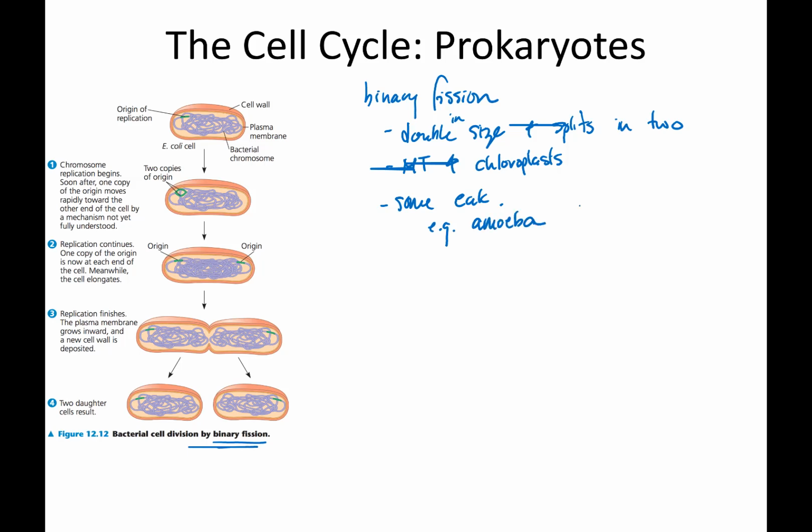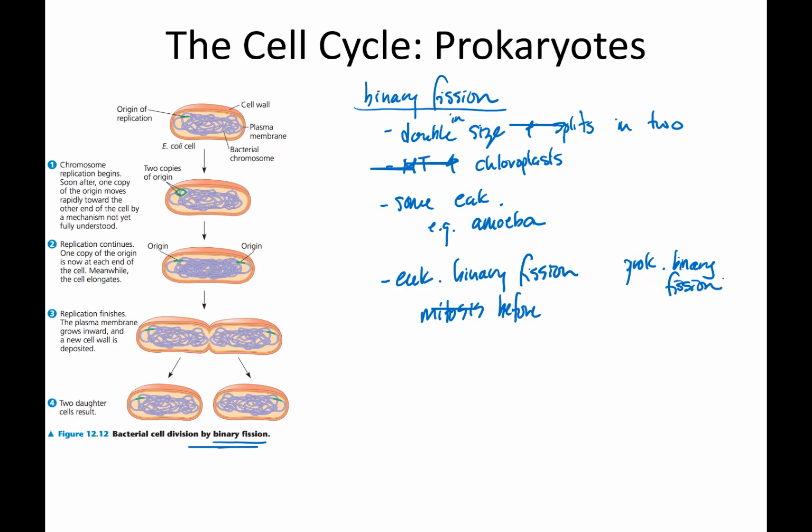But there is a difference between binary fission in eukaryotes and prokaryotes. In eukaryotic binary fission, there's actually mitosis that needs to happen before the cell splits. But the prokaryotic binary fission does not. No mitosis.